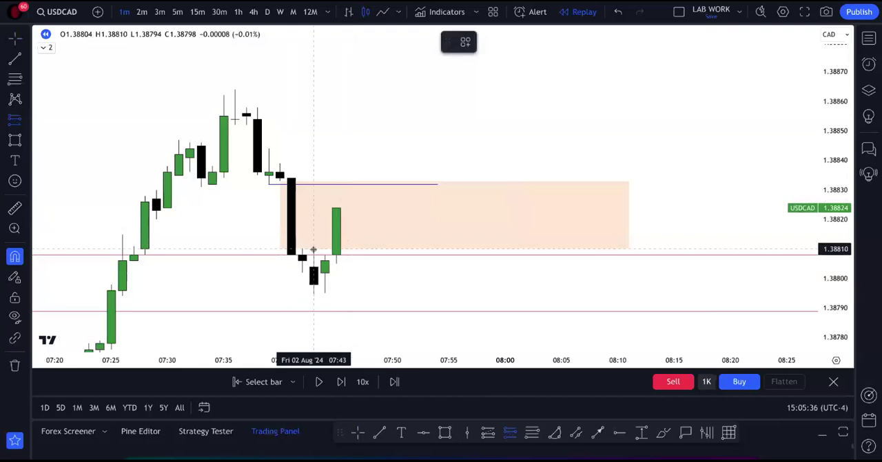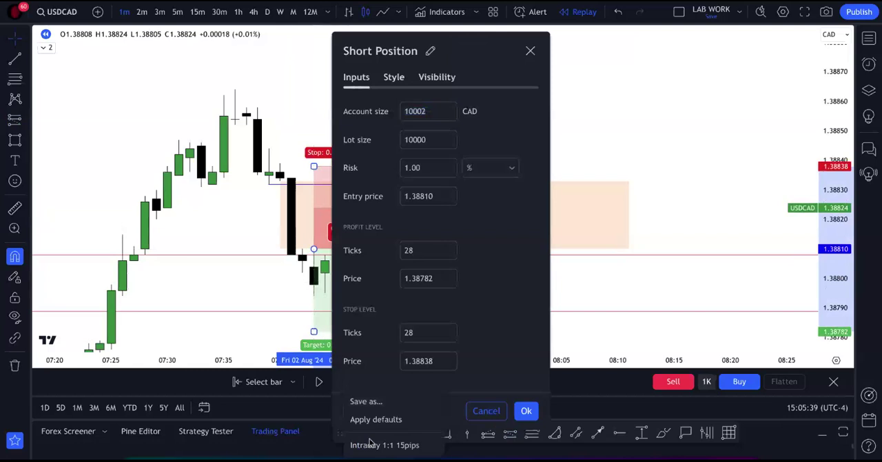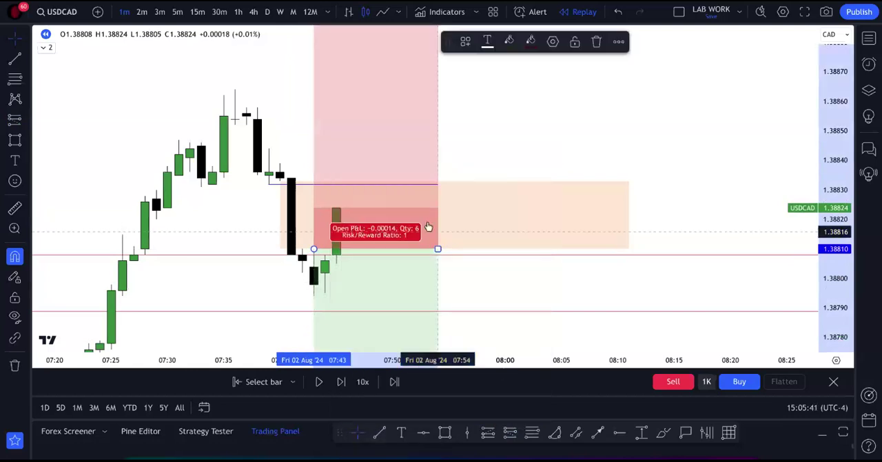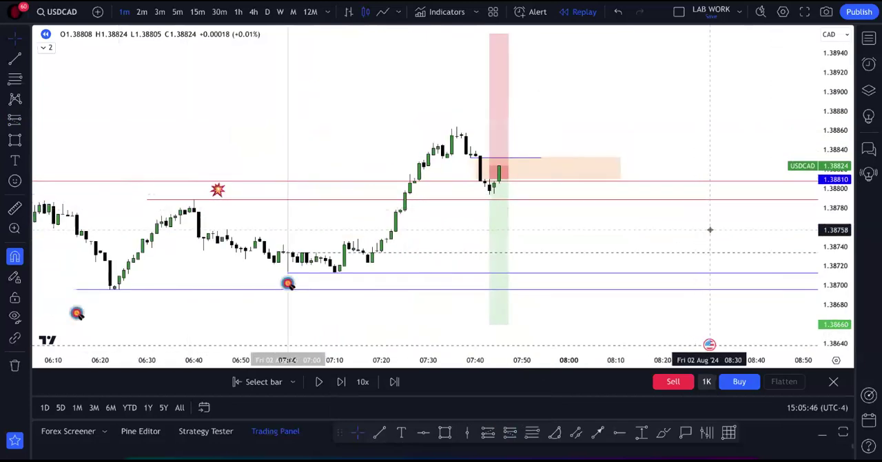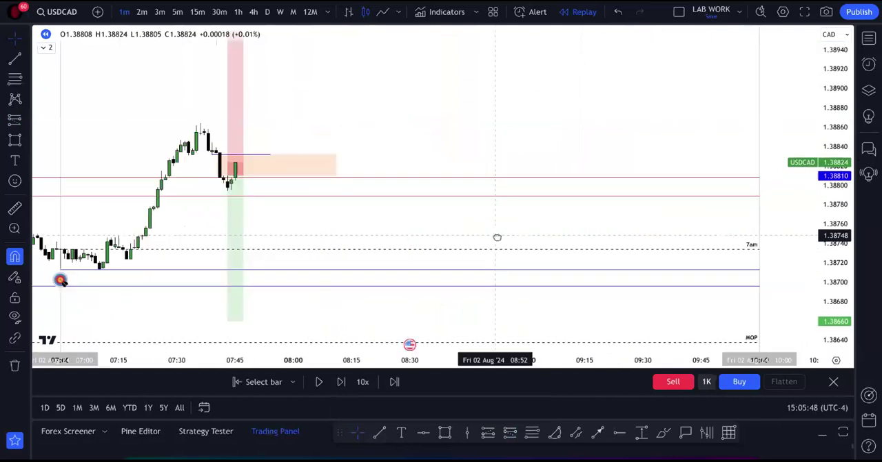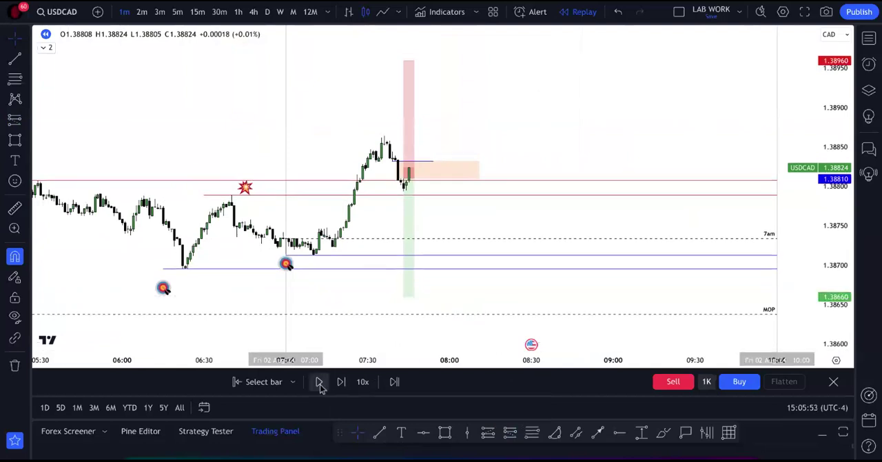We're in short here. This is UCAD, one of the majors, a good currency pair to trade. I would trade UCAD over Swissy if I had to pick between the majors. UCAD over Swissy any day. Just my personal preference. And played all the way.